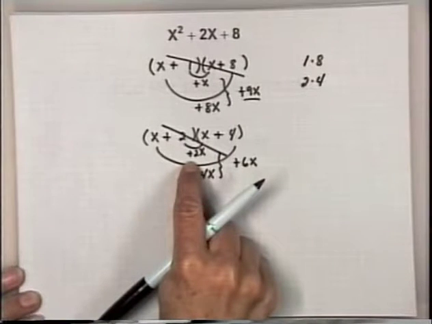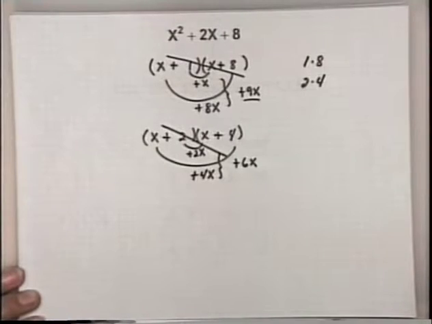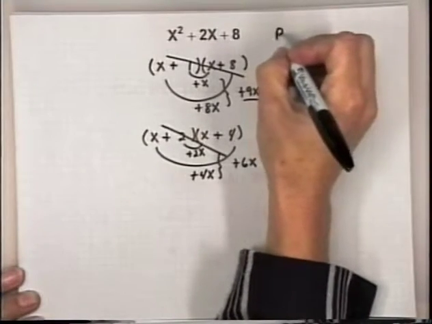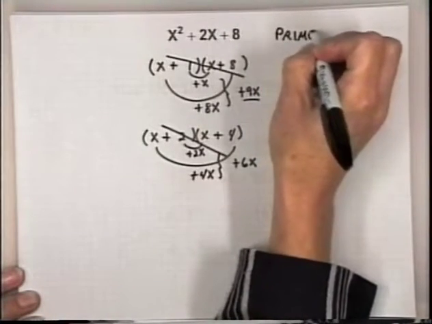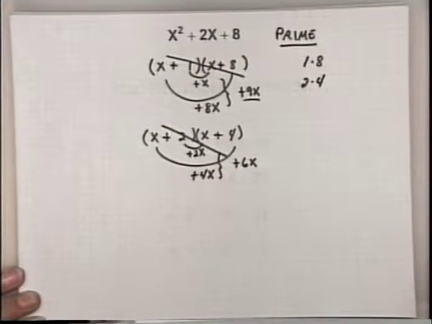You might recall that not everything can be factored. When we cannot factor, we often use the word prime to indicate that. So I'm going to write prime here for this trinomial. And that would be a correct response for you to write if you have a trinomial that will not factor.